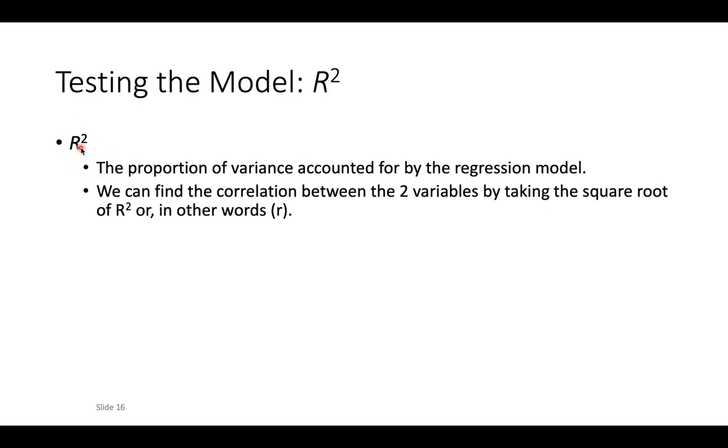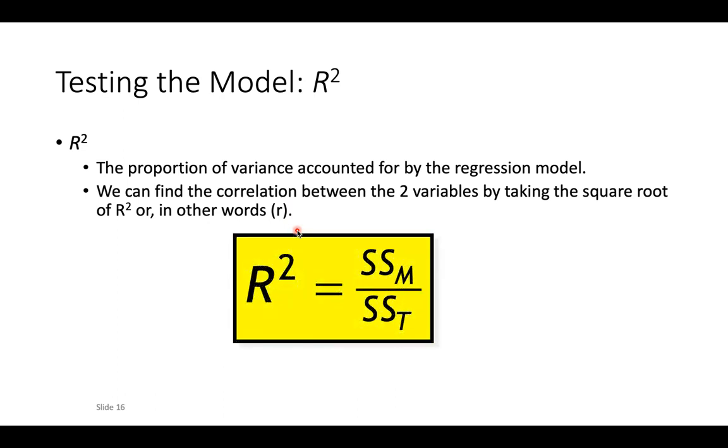Now, R squared has an interesting property because it's related to correlation. If we take away this squared, which we would do by taking the square root of R squared, we would end up with R, which is our correlation coefficient. And that's calculated using the sum of squares as well. Again, you don't have to know how to do that.